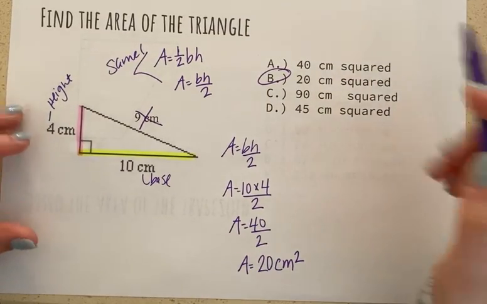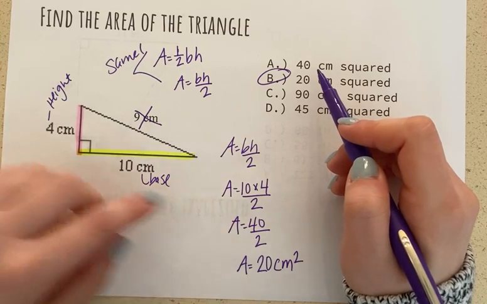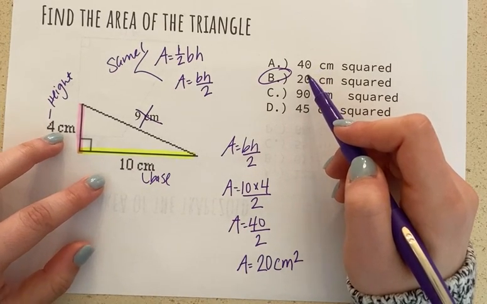All right, so if you picked answer choice A, you got to this step, you just did 10 times 40 and you didn't divide it by 2.